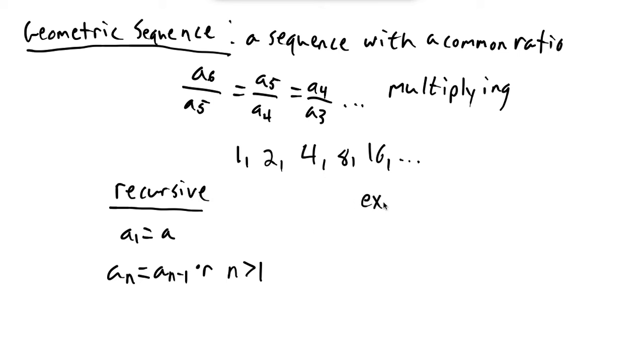The explicit formula, remember this was also much more handy when we were looking at large numbers, when we were looking at the 100th term, the 1000th term. The explicit formula is going to be a sub n is equal to whatever our starting term is, and we're multiplying it by r n minus 1 times. So this reads a sub n is equal to a times r to the n minus 1.